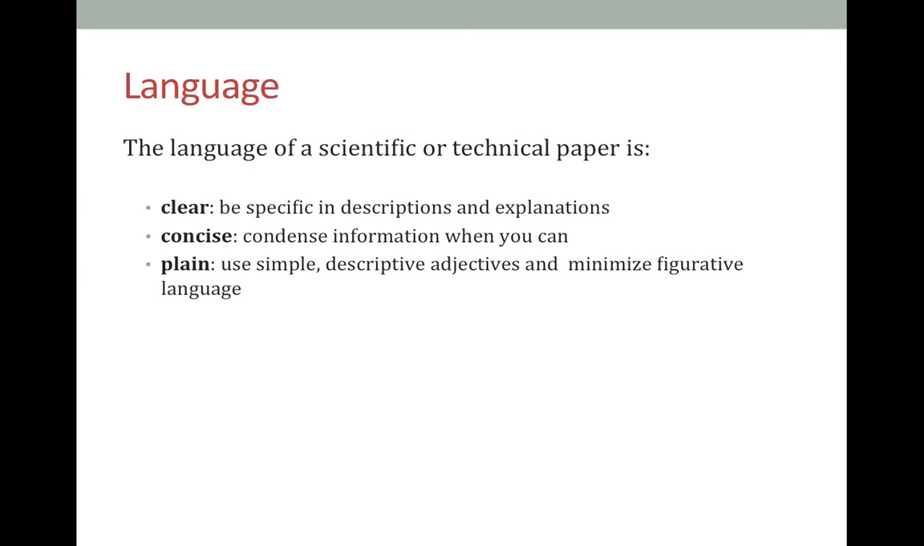Remember that the language of a scientific or technical project is clear, concise, and plain. You have to be clear in what you're trying to say. Don't be wordy. This is not a creative writing class or project. Try to be straightforward. Use fewer words to say what you're trying to say, and use very simple language. Try not to use metaphors, similes, and flowery language. This is not acceptable in technical writing.